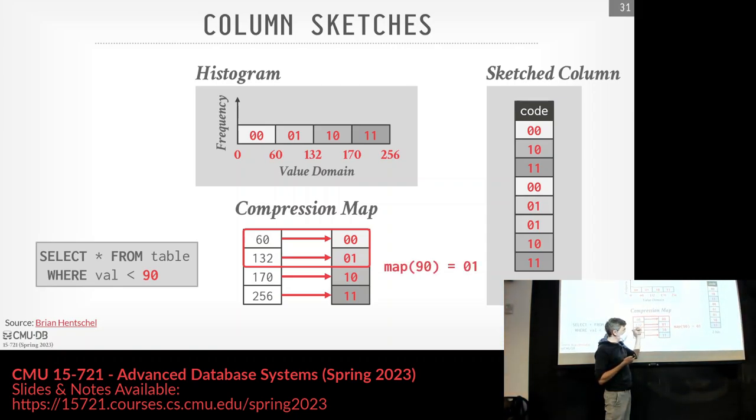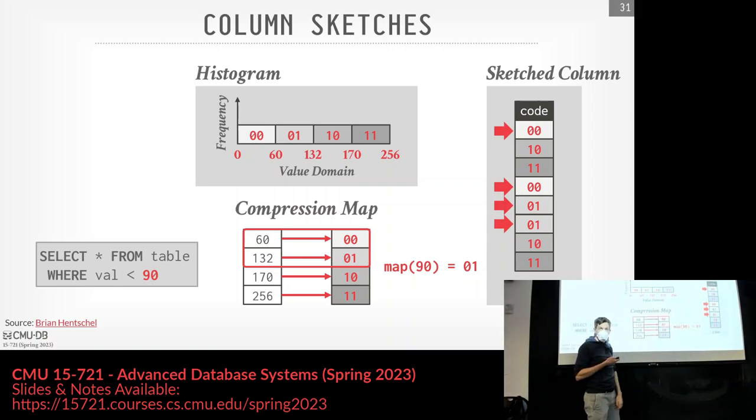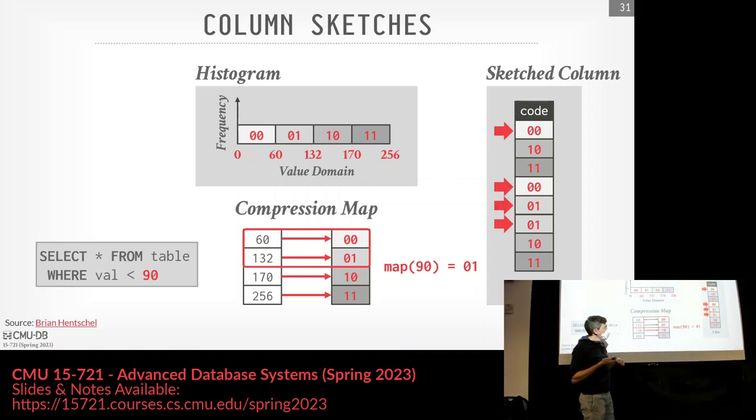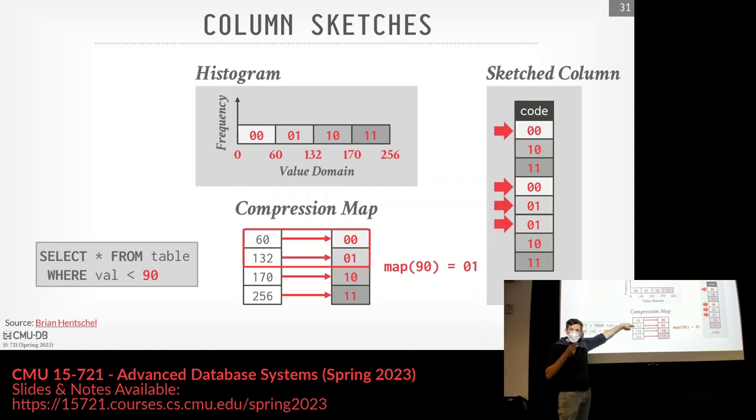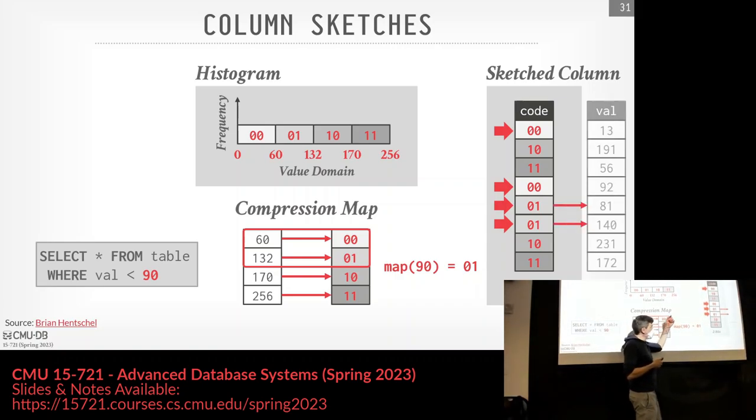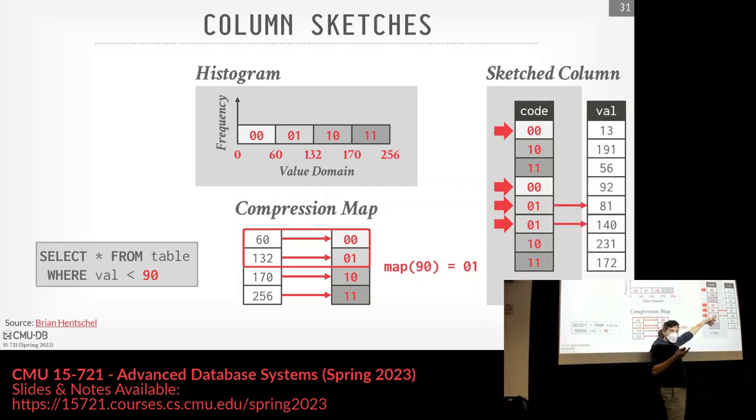So you would use the mapping function to convert 90 into 01, and then I do a lookup in my sketch column to find the offsets that are matching. But because 132 is greater than 90, we don't know whether there might be a value like 91, 92 that doesn't satisfy our predicate but is still within the scope managed by this code value. So for 01s, we have to go back to the original data and see whether we have a false positive or not. In this case, code 01 points to 81 and 140. 81 would satisfy our predicate.